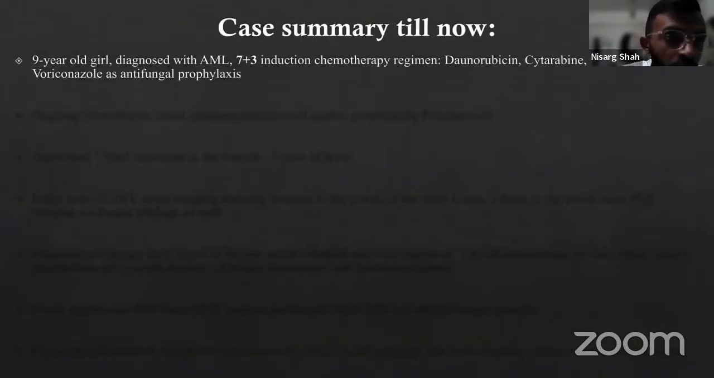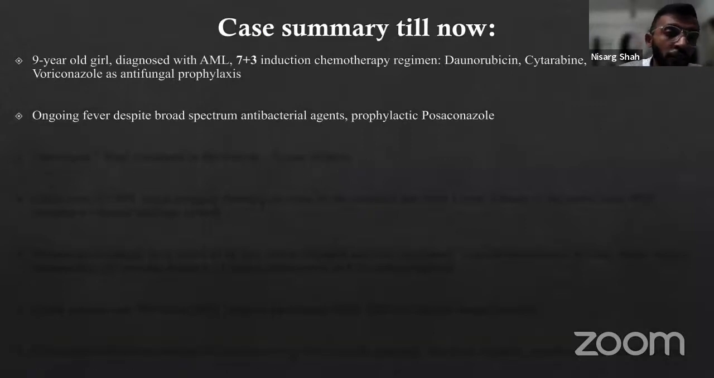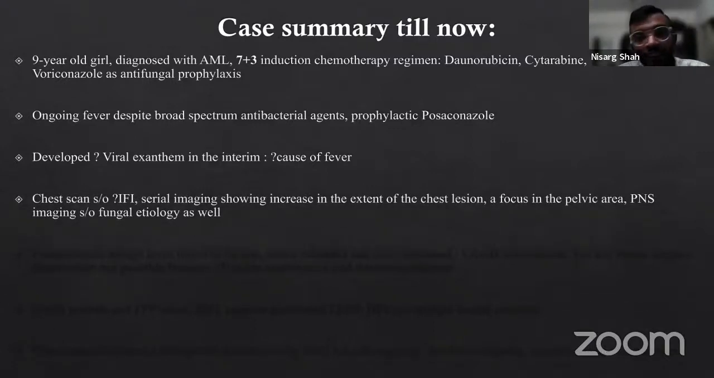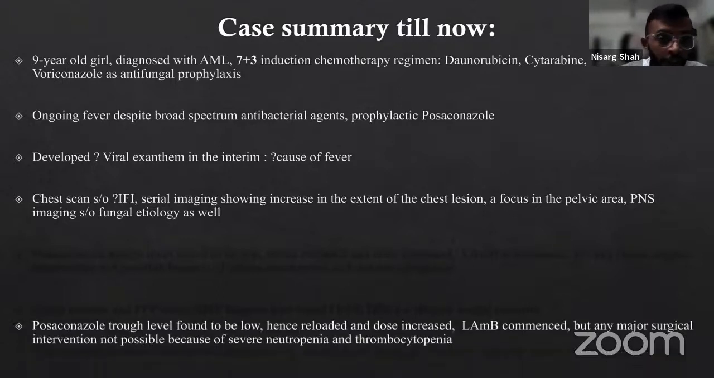If we summarize the case, we are dealing with a 9-year-old girl who was diagnosed with AML and received induction chemotherapy and received voriconazole as antifungal prophylaxis. She had ongoing fever despite broad spectrum antibacterial agents and prophylactic posaconazole. She developed a viral exanthem in the interim, which was denoted to be the cause of fever. Chest CT scan was suggestive of query invasive fungal infection, and serial imaging showed increase in the extent of the lesion and a new focus in the pelvic area. And even paranasal sinuses were showing fungal etiology.